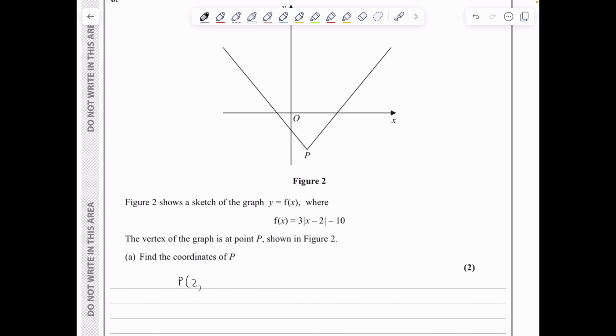And if x minus 2 is 0, then we can simply see that f of x is negative 10, and therefore the y coordinate of P is negative 10, meaning that the coordinates of P are (2, negative 10).